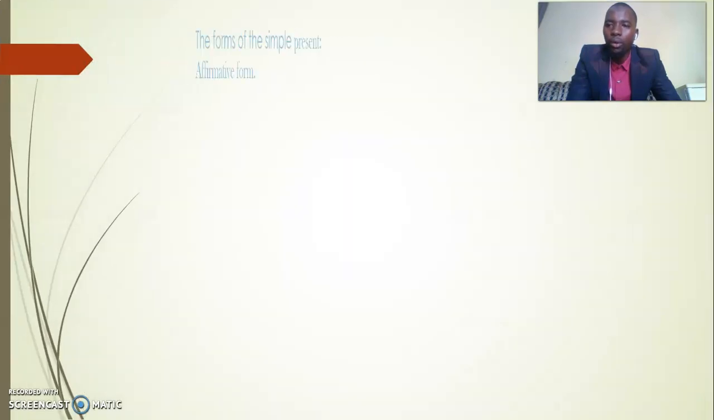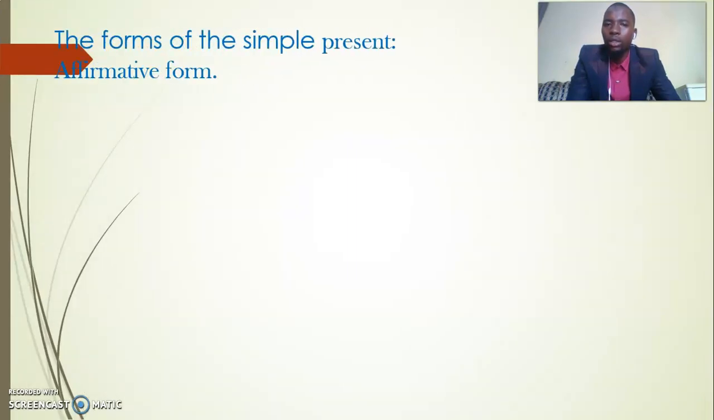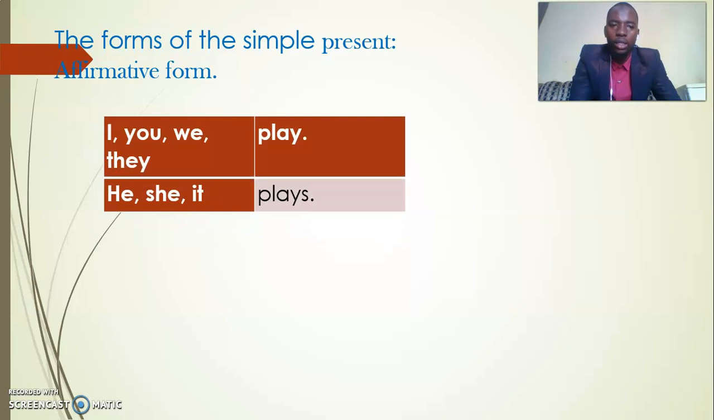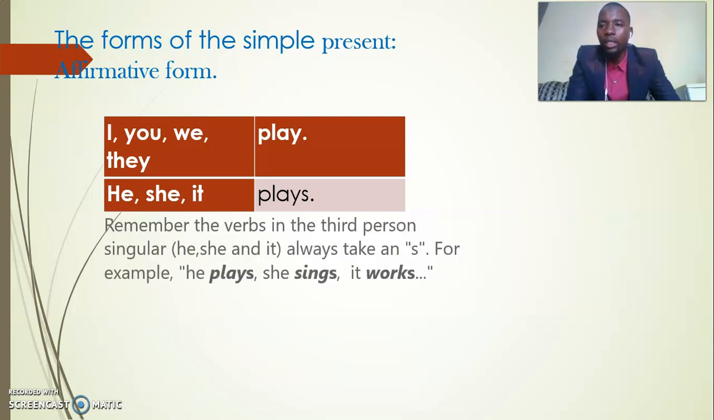On the following page, we are going to talk about the different forms of the simple present tense. Let's start with the affirmative form. Here is the affirmative form. I, you, we, and they play. So we have the same form of conjugation at the level of the verb. He, she, and it plays.